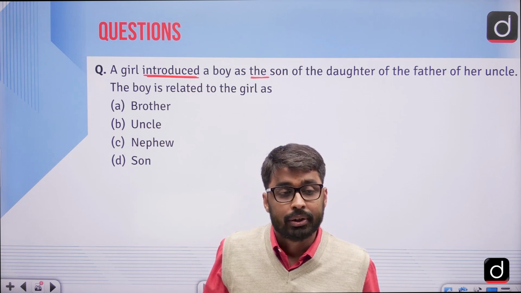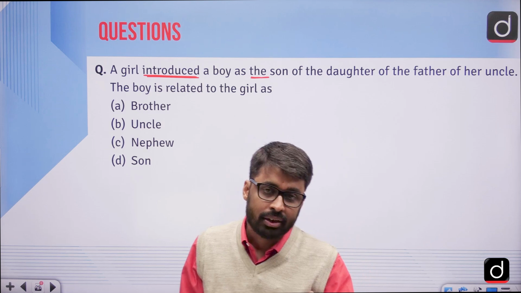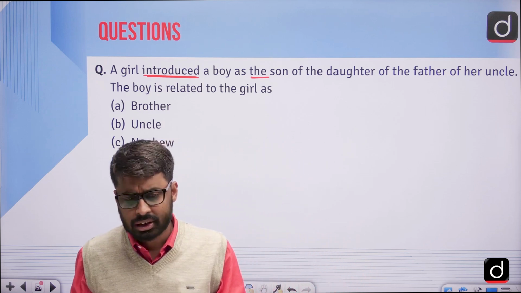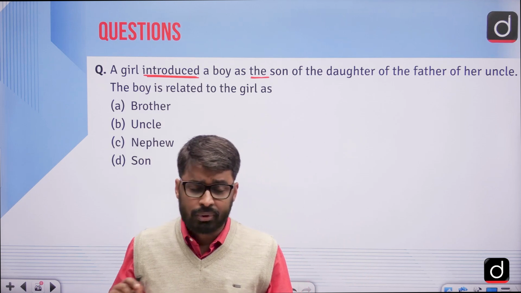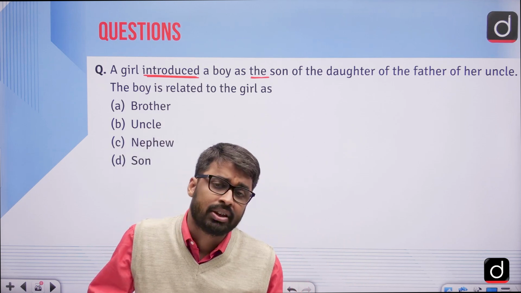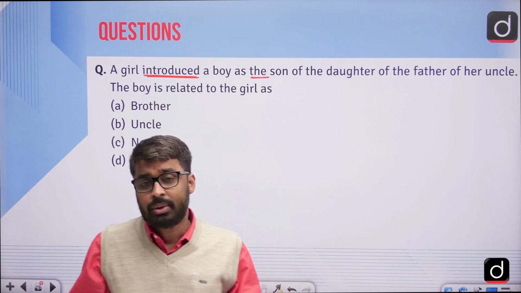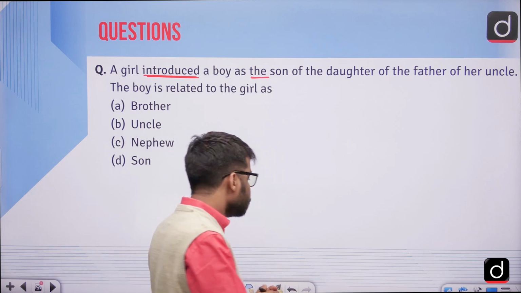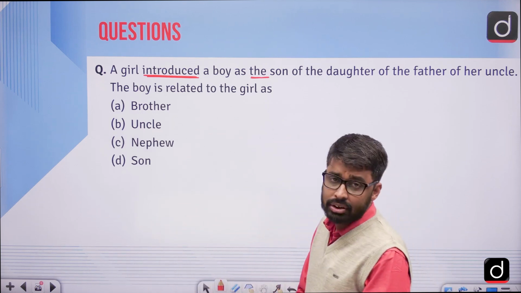And if your relation starts with any other keyword apart from he and she, any keyword like the, this, that, his, her, then how you should draw your family tree, I have told you the concept in complete detail. So now as I can see here, my relation starts with the son.